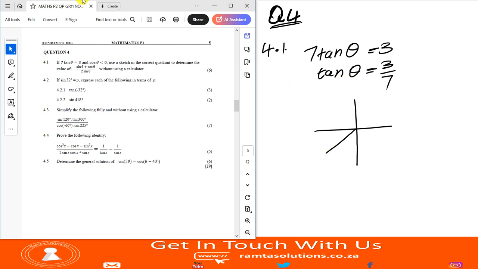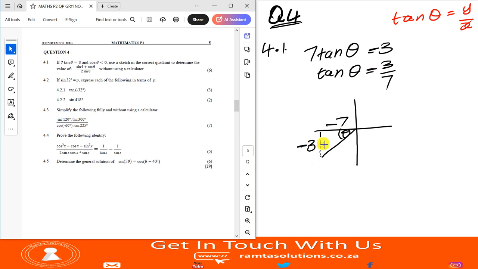Remember, this is tan theta. One thing you know about tan theta is that it is y over x, in other words, opposite over adjacent. So we will call this angle here theta. Which side is opposite? The side opposite is this one here, which is 3. But be careful, it's not just 3, it's negative 3. And this side here is negative 7.